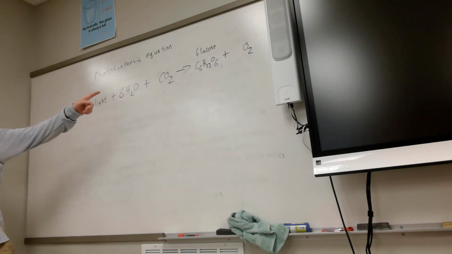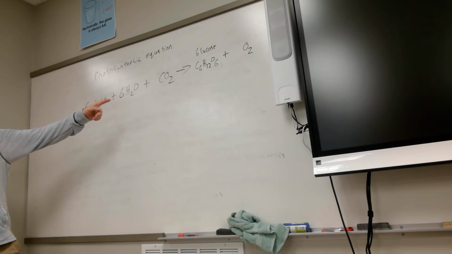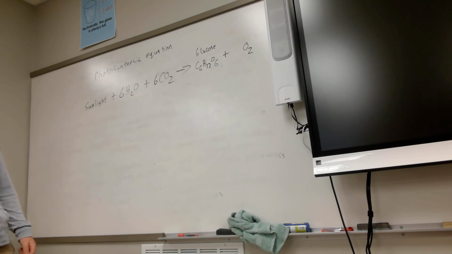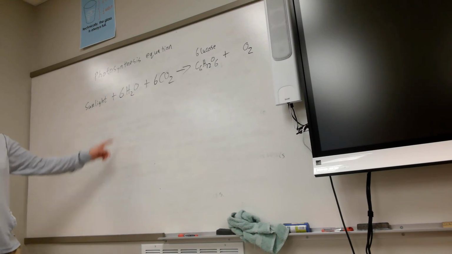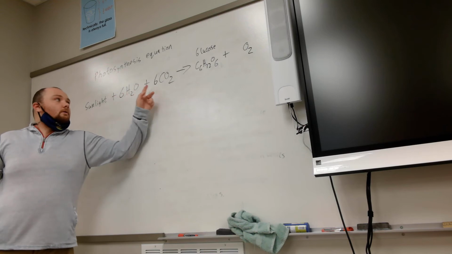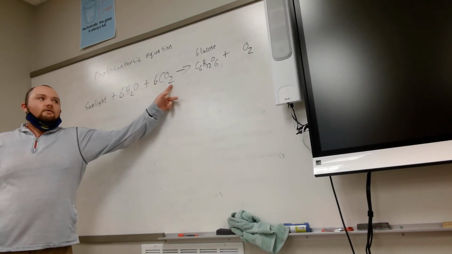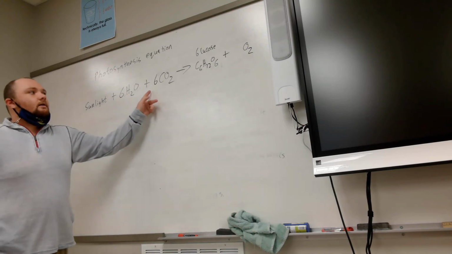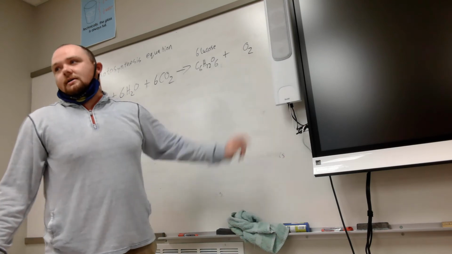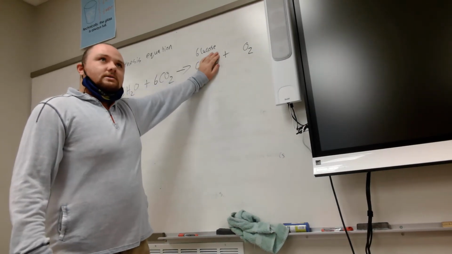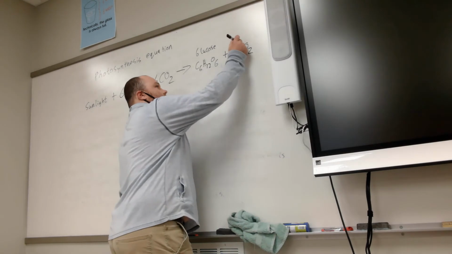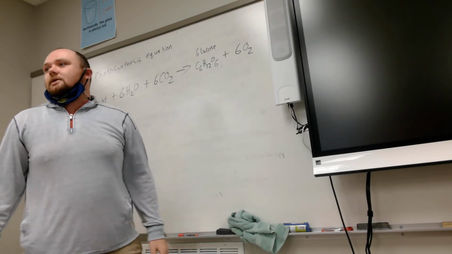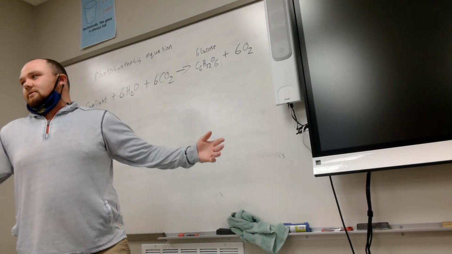How many do I have on CO2? 6. What do I need to add in front of it? 6. Right? So now my carbons and my hydrogens are all equal. But I have 6 plus 12. How many do I have over here? 18. And right here I have 6 plus 2 is 8. So removing 6, slap a 6 in front of this. So now we have 6 plus 12 is 18, okay?